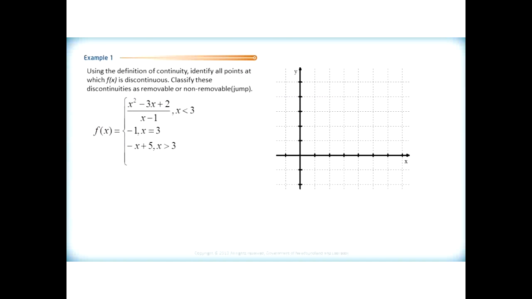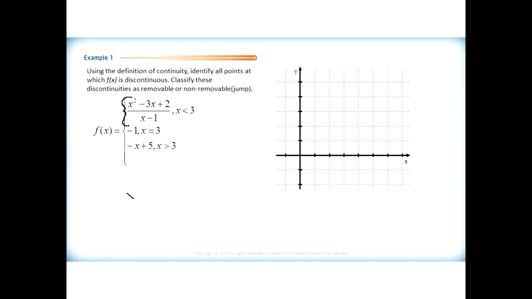Okay, so let's take a look at an example. It says, using the definition of continuity, identify all points at which our function here is discontinuous, and classify those discontinuities as removable or non-removable, or jump, as we're going to call them, for non-removable here because we're not going to have infinites. So first I want to look at the first definition we have here, and that is a quadratic divided by a linear. It's a rational expression. So let's look at that in factored form and see if it helps us at all.